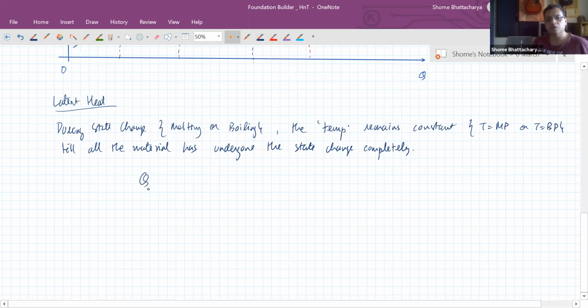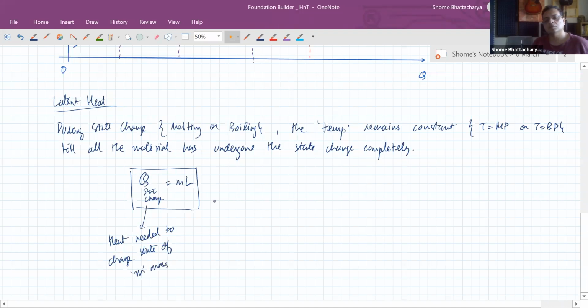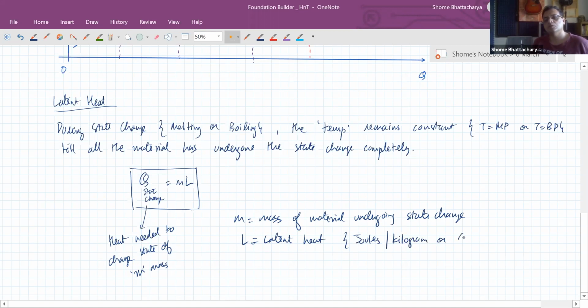And the relationship is that the heat required for state change is equal to the mass of material multiplied by a quantity called specific, called latent heat. So the heat needed to change the state of M mass. So M is the mass of material undergoing a state change. And L is latent heat. It is measured in joules per kilogram, or calories per gram.